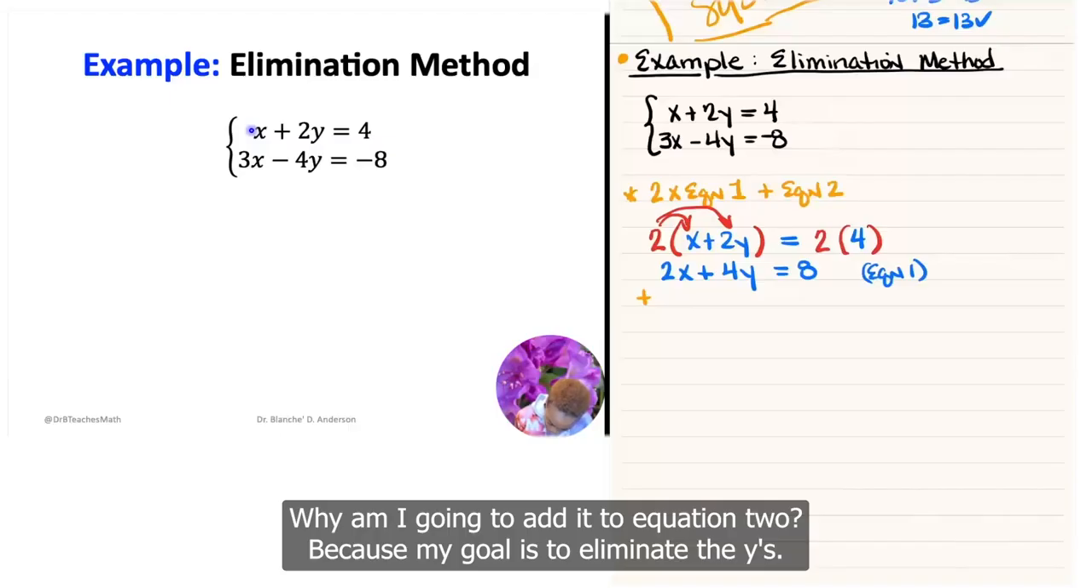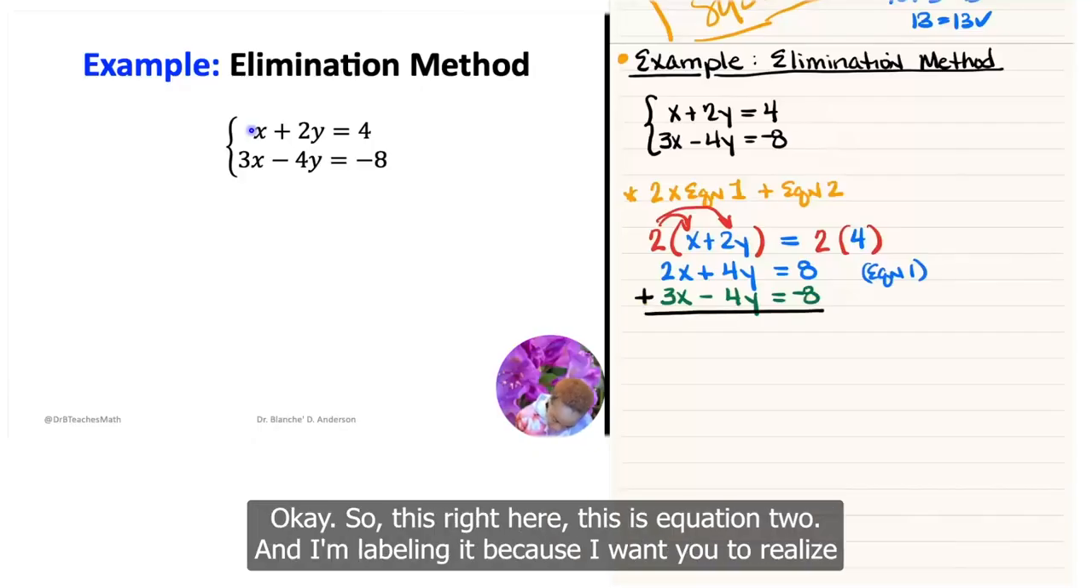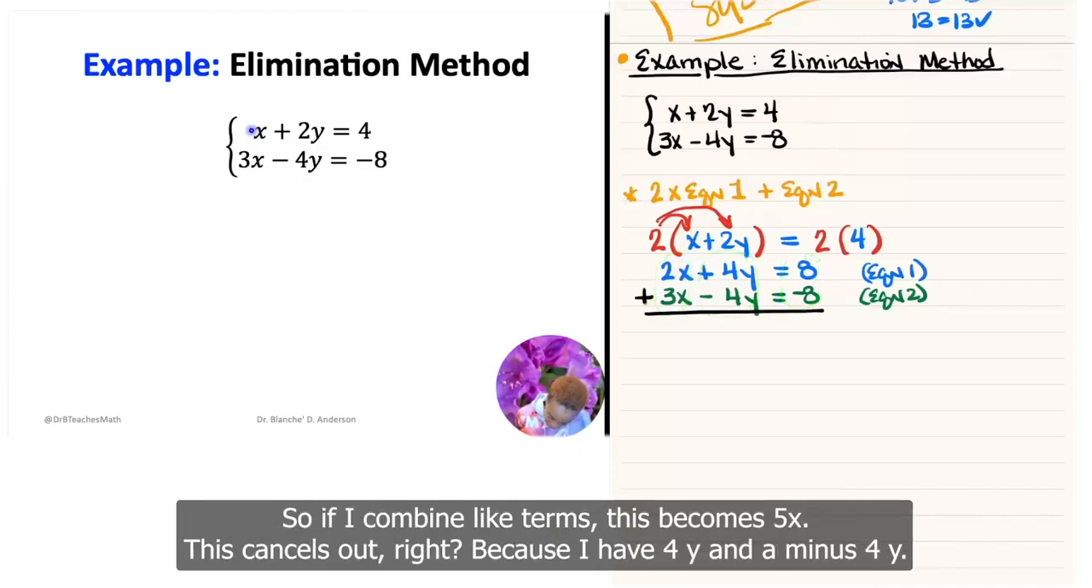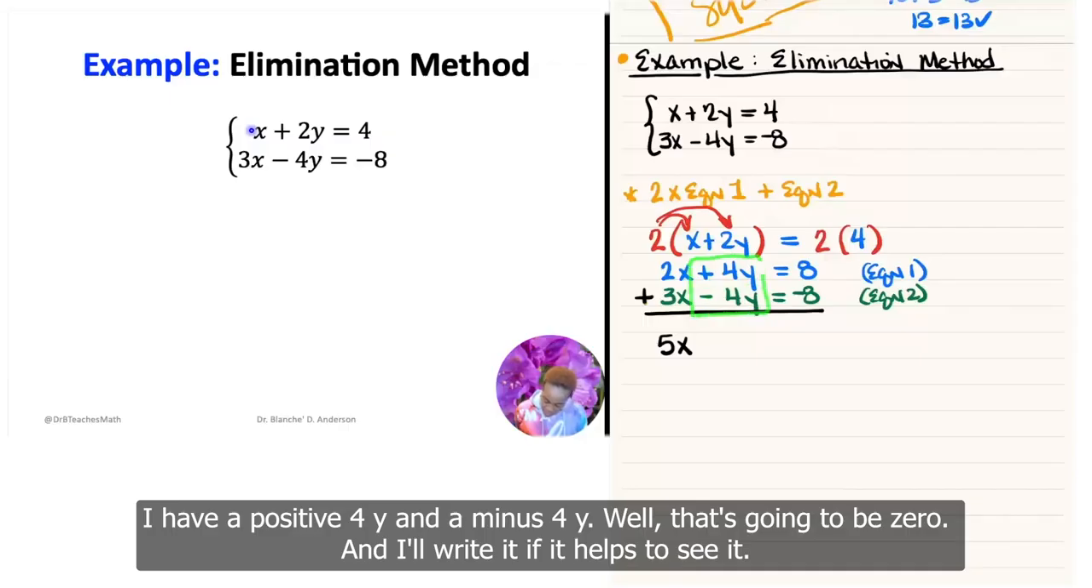And then now I'm going to add it to equation 2. Why am I going to add it to equation 2? Because my goal is to eliminate the y's. Okay, so this right here, this is equation 2. And I'm labeling it because I want you to realize I'm doing the same thing, okay? So now when I do the math, you're going to combine like terms, just like that. So if I combine like terms, this becomes 5x. This cancels out, right? Because I have a positive 4y and a minus 4y. Well, that's going to be 0.